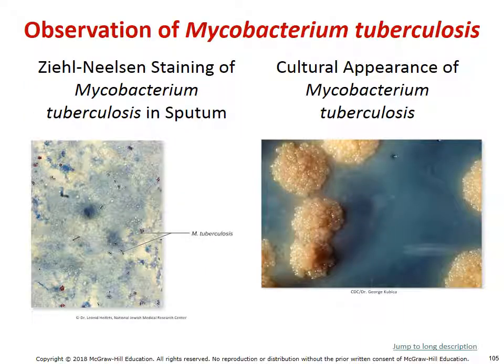So here are some observations of Mycobacterium tuberculosis. Again, here's the cultural appearance, which looks like several small eggs kind of lumped together. But then the acid-fast stain, again, is the optimum way to look for it.